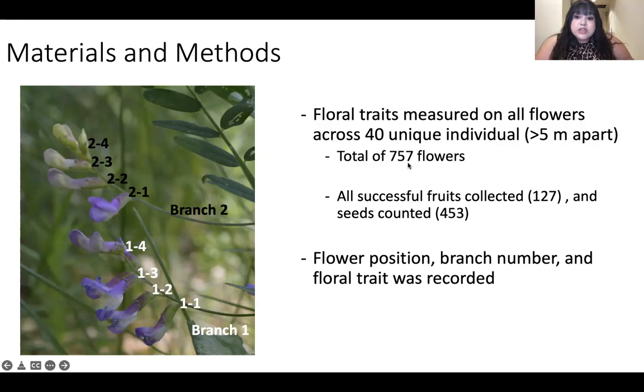There was a total of 757 flowers, and all successful fruits were collected, which was around 127, and the seeds counted were 453. When collecting this data, we noted the flower position, branch number, and floral trait.